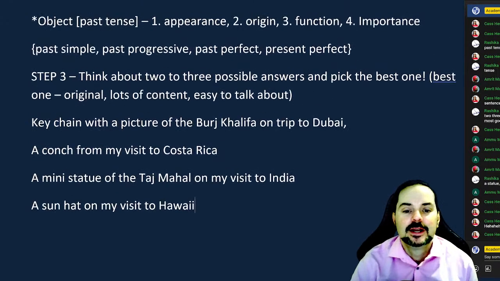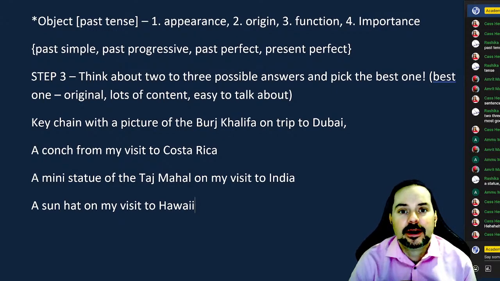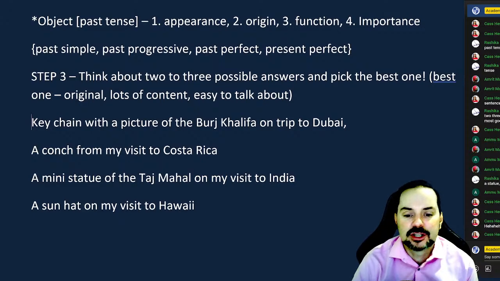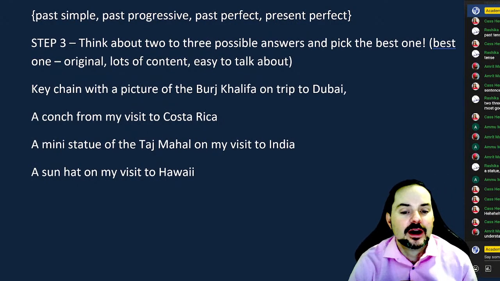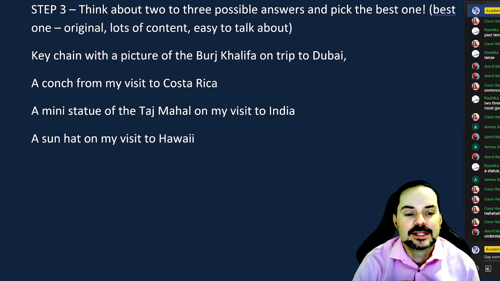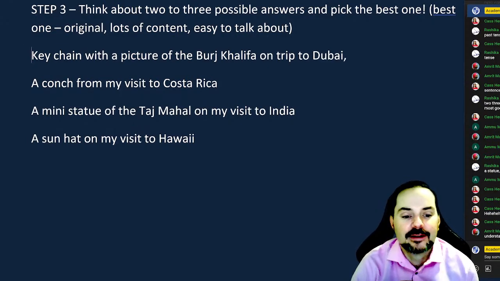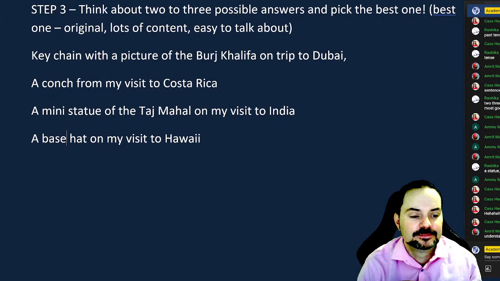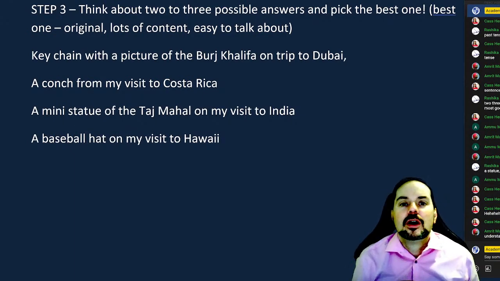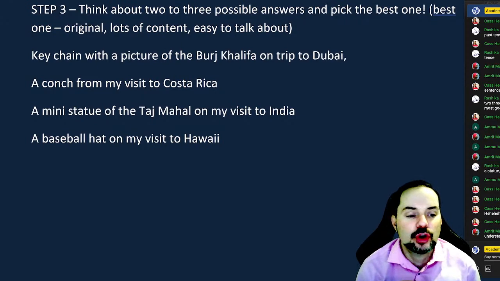Okay. All right. So all of these are kind of good. I think that all of these could be potentially a really good choice, but you really have to, at the end of the day, just choose one. So it could be a keychain with a picture of the Burj Khalifa on your trip to Dubai, a conch from your visit to Costa Rica, or a mini statue of the Taj Mahal on your visit to India, or a sun hat on your visit to Hawaii. Instead of a sun hat, let's make it a baseball hat. Okay. Students, I think all of these are good.